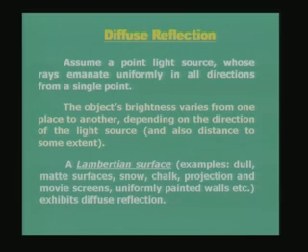I talked about this term, that the diffuse surface is also called a Lambertian surface, which exhibits diffuse reflection, and typical examples of a Lambertian surface which exhibits diffuse reflection are dull matte surfaces, snow, chalk, projection and movie screens, uniformly painted walls, etc.